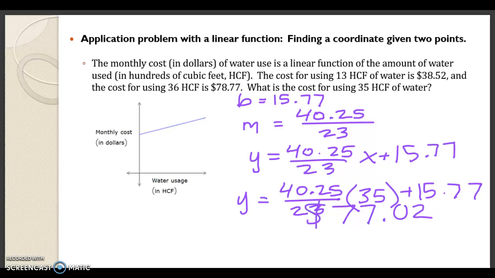And now there might have been some rounding, so there could be something that's slightly off, right? Typically, we don't want to round until the very, very end of our problem on these. Okay? So that is an application problem with a linear function, finding a coordinate given 2 points.